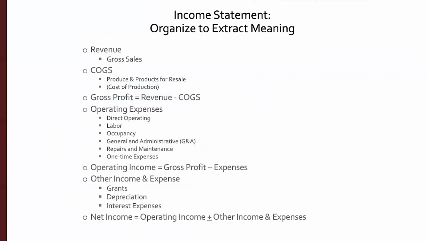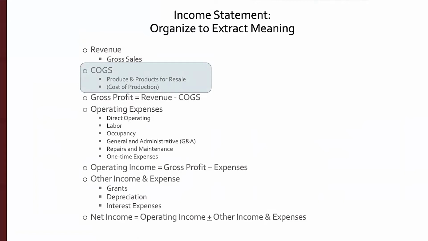So I talk about organizing the income statement in a way that you can extract meaning. So at the top, we have revenue, we have gross sales. What are you in the business of doing, whether it's selling tomatoes or chicken or meat or honey or flowers? What did you do in your primary business? Then we have our cost of goods sold, which traditionally is things that you purchase for resale.